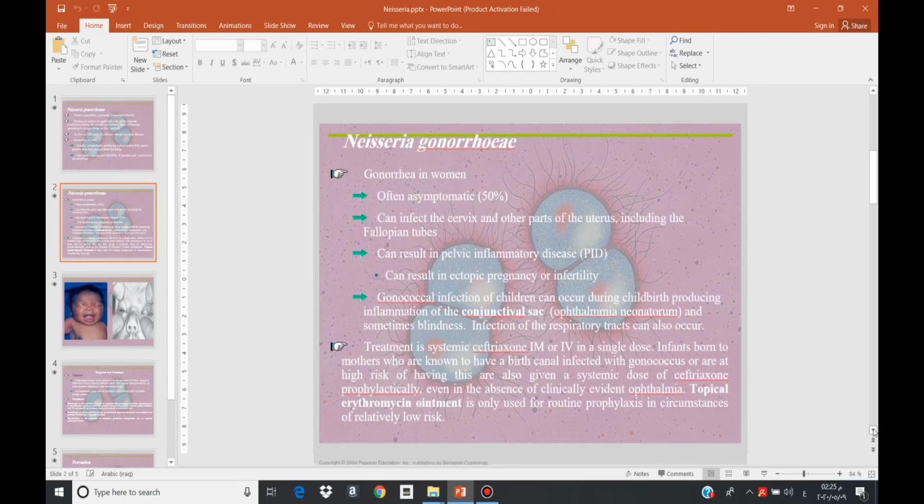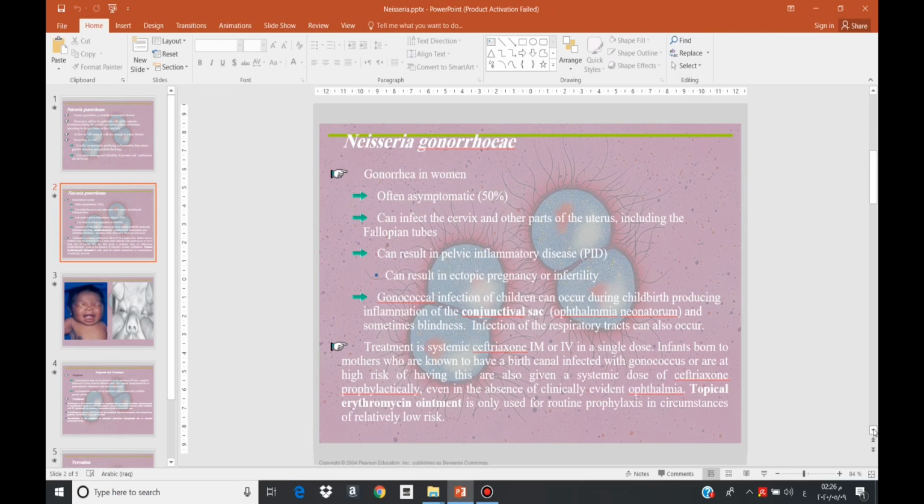الغونوريا in the women mainly asymptomatic. 50% of the patient يكون without sign and symptom. طبعا البكتيريا infect the cervix and other part of the genital tract مثل اليوترس والfallopian tubes. So it is cause severe pelvic inflammatory disease اللي احنا نسميه PID.